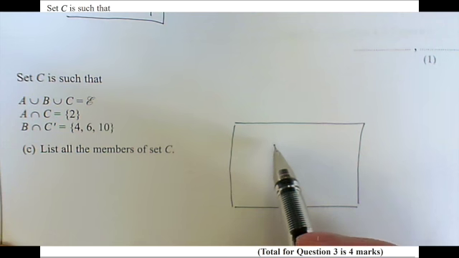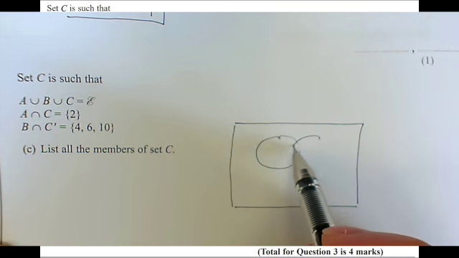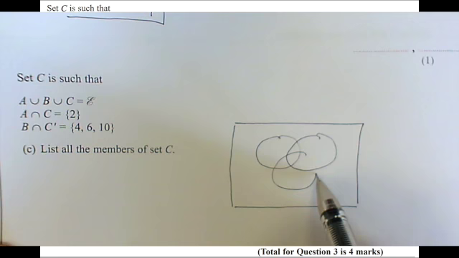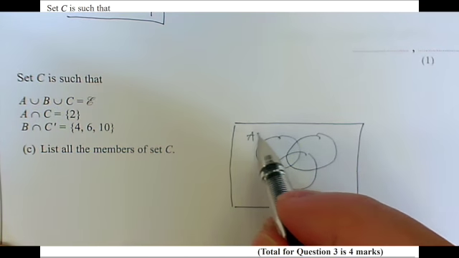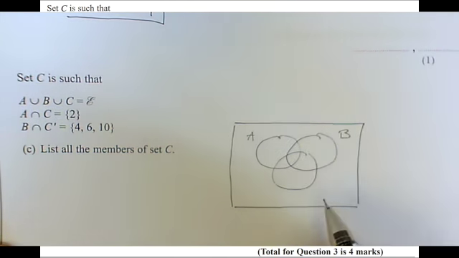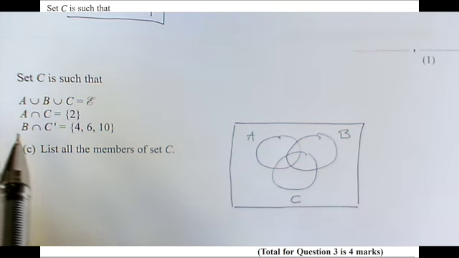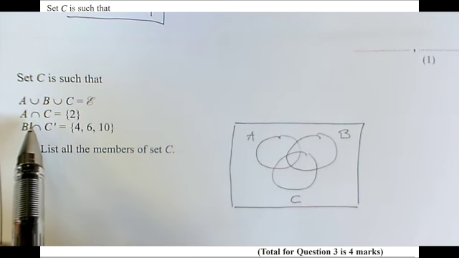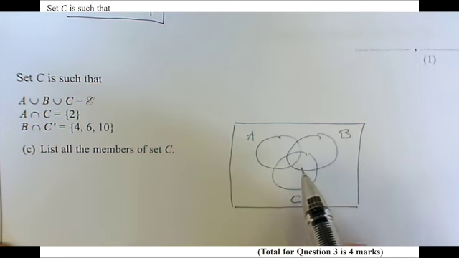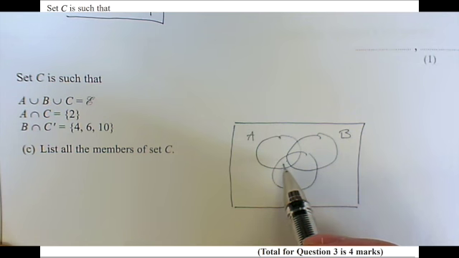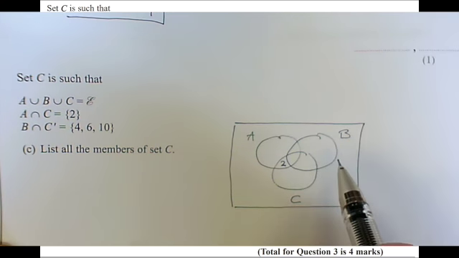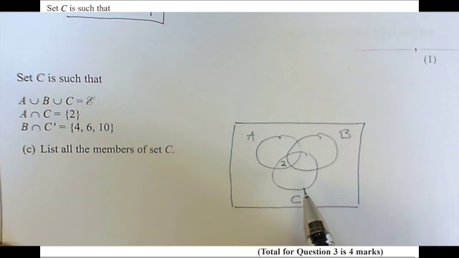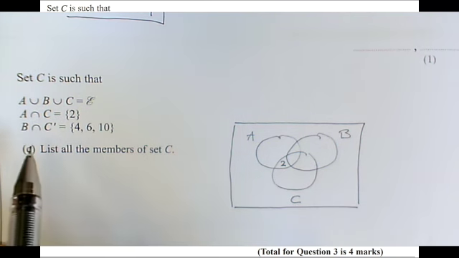The first thing I'm going to do is draw 3 interlocking circles and label them A, B and C. And I know the bit that links A and B is empty, so I'm not going to put anything in those middle two sections between A and B. But there is something between A and C, and there's a 2 in there, isn't there? So I can put the 2 in the bit between A and C.